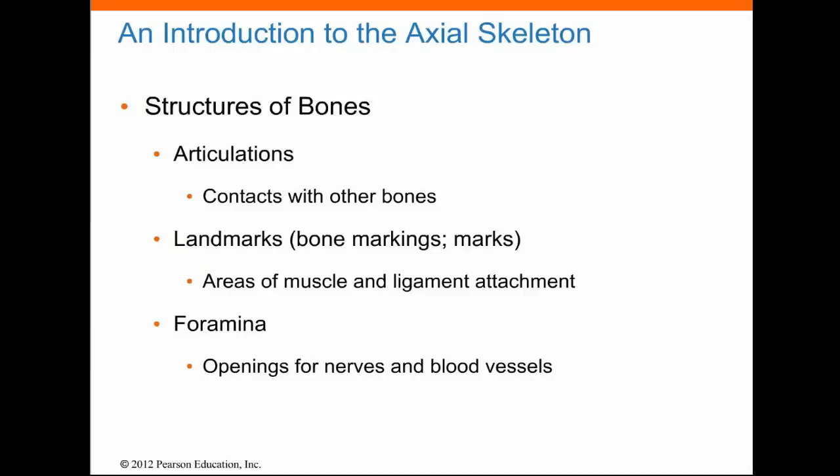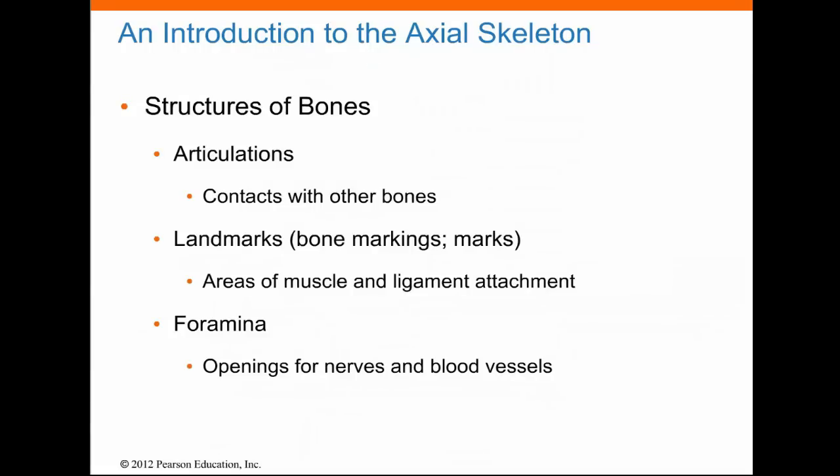Structures of bones. So when we look at bones, you will need to be able to talk about the articulations. So this is where bones contact other bones. Then there are particular landmarks about bone markings which are particular for bones. So the tibia has got a linea aspera that runs down it, that's quite prominent, and we use it when we're doing health assessment. And the foramina, which is opening for the nerves and blood vessels.